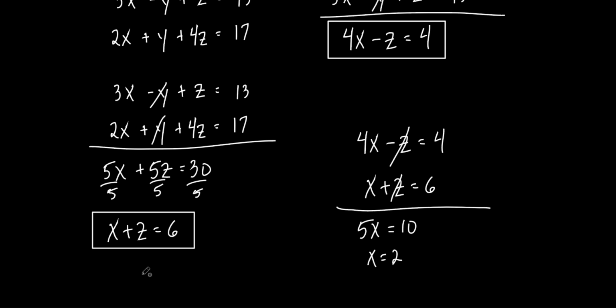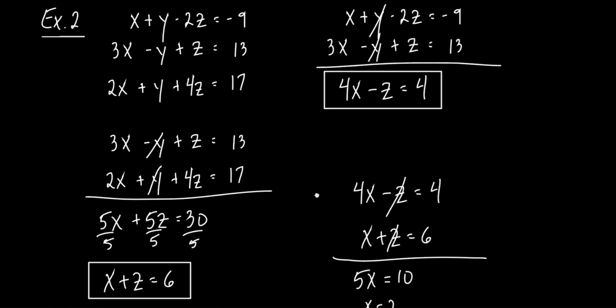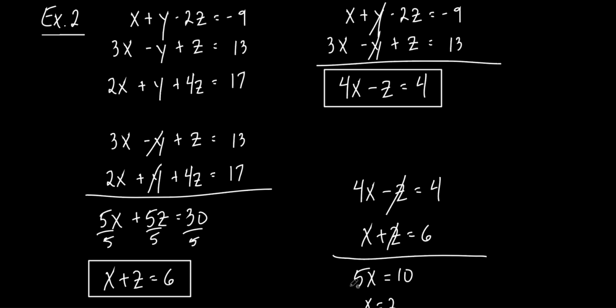This is a positive z. So let's put some numbers in. What do I know? I know x, right? So it's 2 plus z equals 6. Subtract 2, z is 4. So I got 2 answers. Now I got to find y. Where do I go to get y by itself? I could go anywhere where there's a y variable. Okay, it doesn't matter where you go.